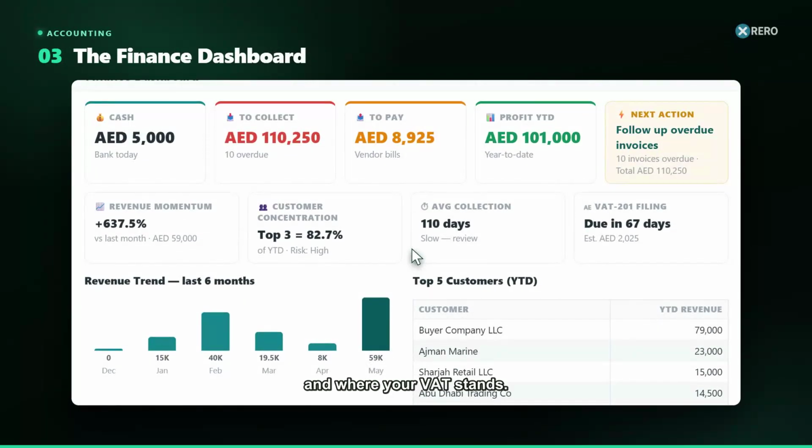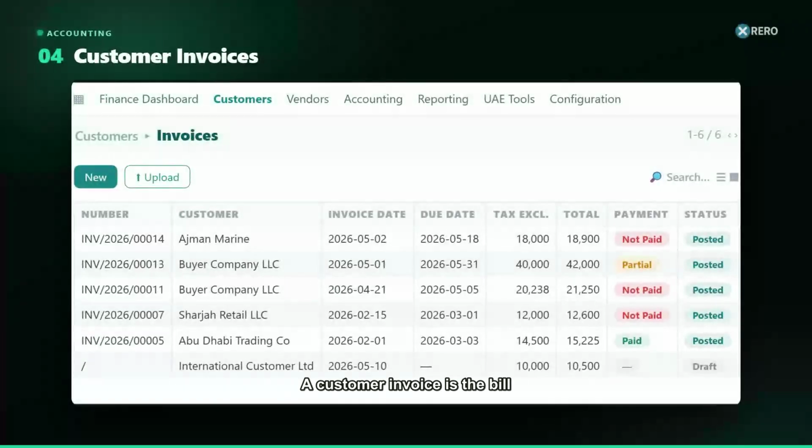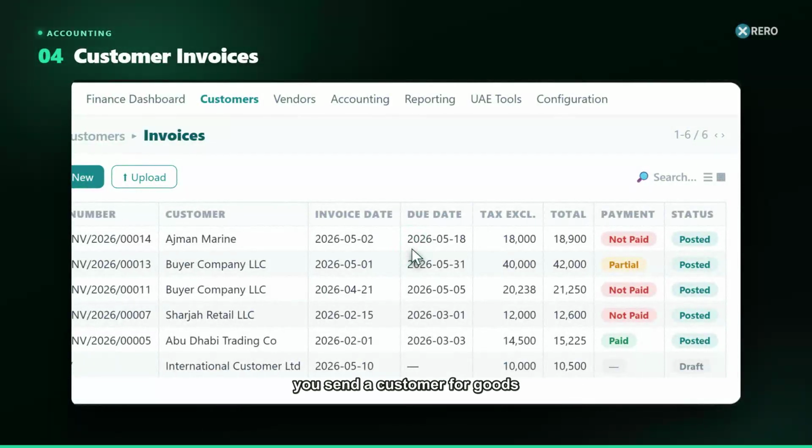A customer invoice is the bill you send a customer for goods or services you have sold. Creating an invoice records the sale in your books, income, and VAT, and tracks what the customer owes you.